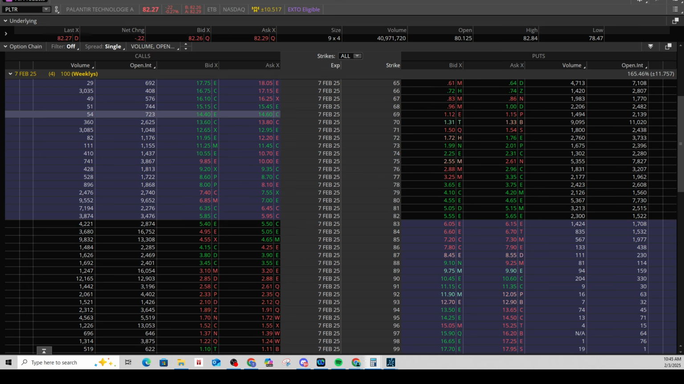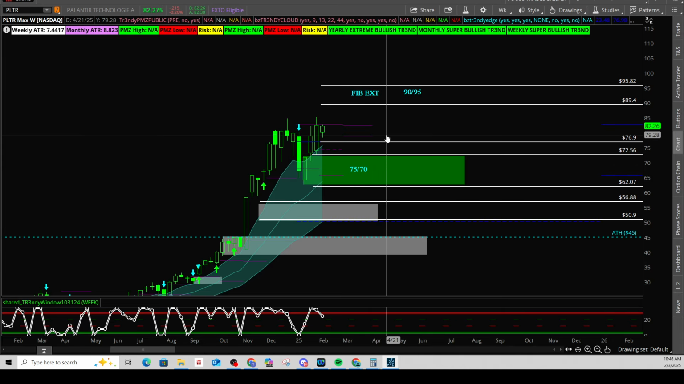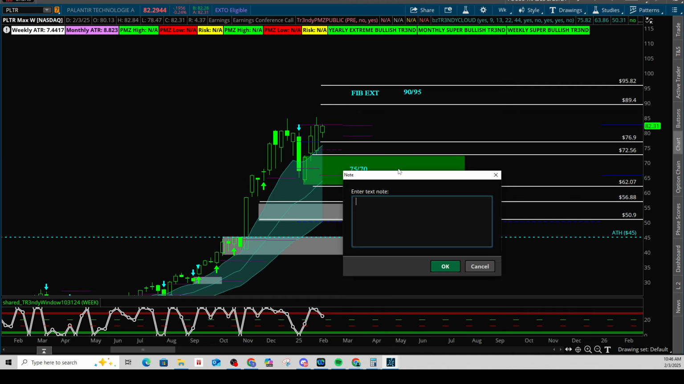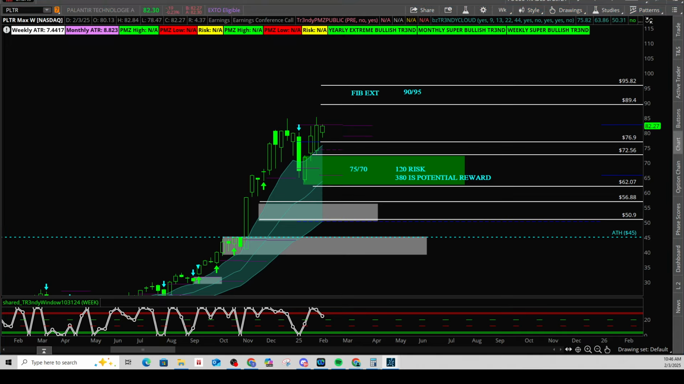$380. Okay. 380. So what we know right now is if I were to buy this right now, this is going to cost me 120. Okay. 120 is the risk. 380 is the potential reward. Just like that. And then to the upside, let's go ahead and do this once more. 90. Sell the 95.